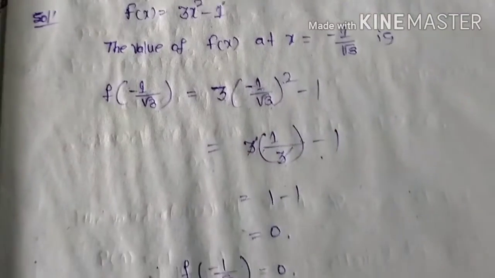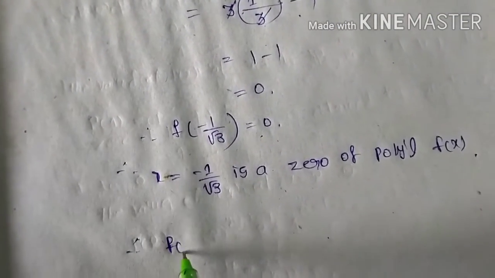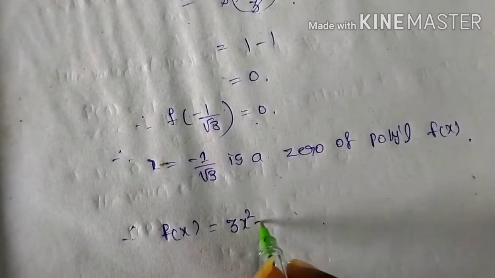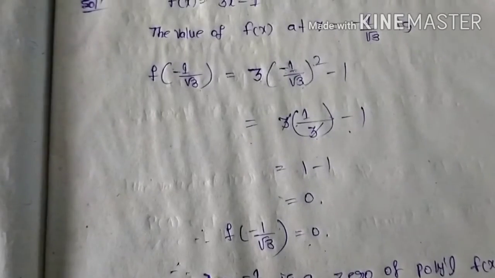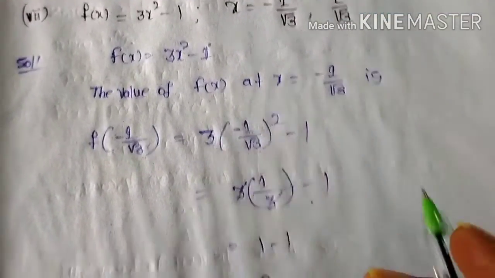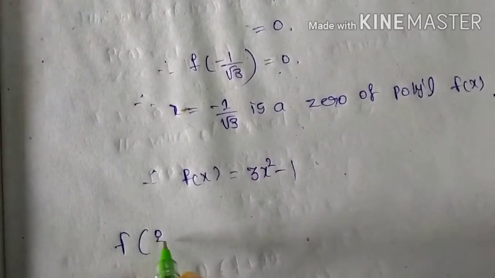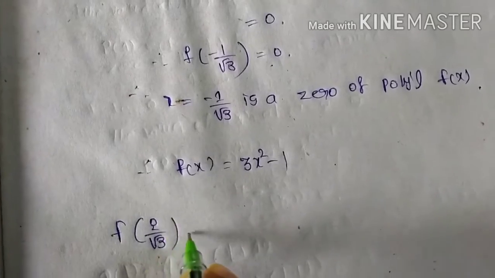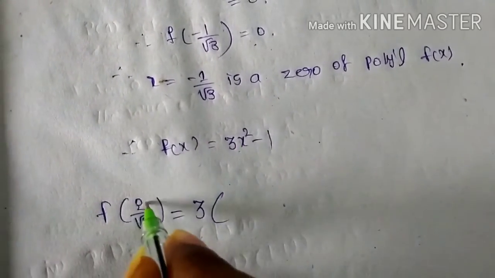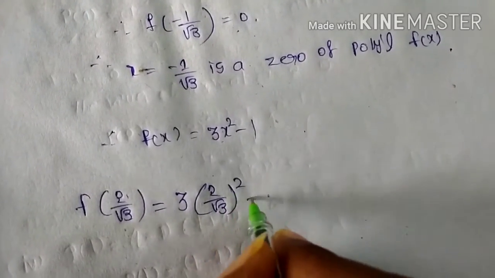See, one more, which number it is? 2 by root 3. Just you can see here what they have given. See, f of x is equal to 3x square minus 1. We need to substitute which value here? See here 2 by root 3. That means I am taking here f of 2 by root 3. Just you can write here 3 into x square means 2 by root 3 whole square. You can write here 2 by root 3 whole square minus 1.